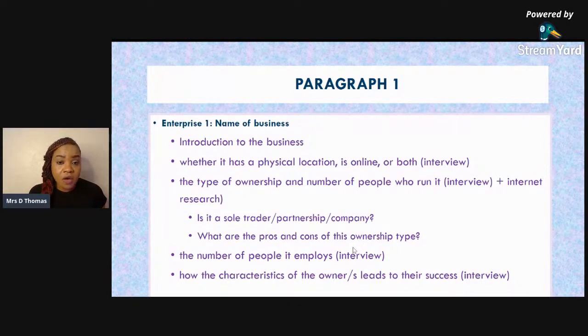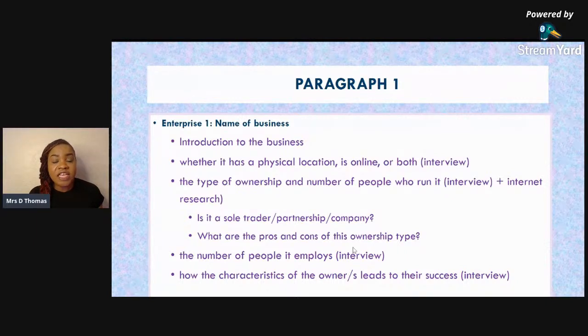Whether it has a physical location, you're going to say where they have this physical location. Do they have it in Croydon? Do they have it in Thornton Heath? Where do they have this physical location? So they must have a physical location, and you need to give the address of this. If they do not have a physical location, they have an online address. The type of ownership, as I said before, mainly it will be either a sole trader or a partnership.